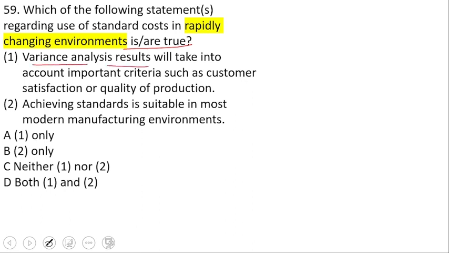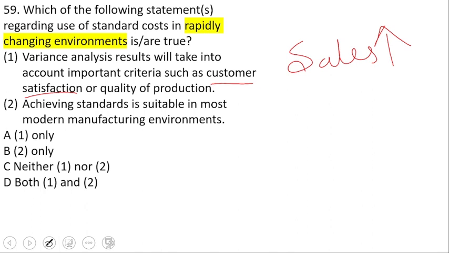Variance analysis results will take into account important criteria such as customer satisfaction or quality of production. Just because the sales are reducing, you cannot say that the customers are dissatisfied, or just because the sales are increasing, you cannot say the customers are satisfied. The increase or decrease in sales may be a result of advertisements or competition. So in order to understand the customer satisfaction, we will have to take a customer review. Variance analysis strictly will not throw light on the customer satisfaction.